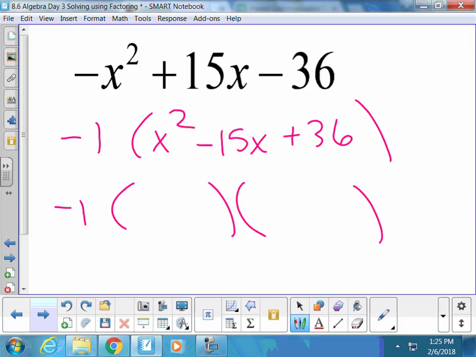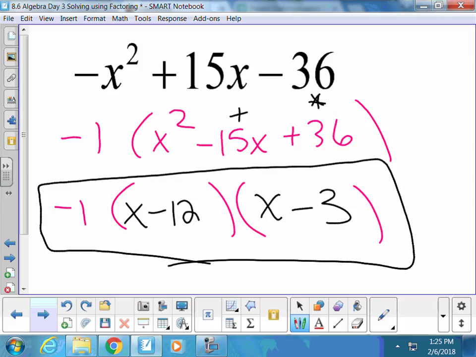Let's do our old-fashioned method. What numbers multiply to a positive 36 that add up to a negative 15? I guess I'll run down the choices. 36 and 1, 18 and 2, 12 and 3, 9 and 4, 6 and 6, 12 and 3, yeah. And they're both negative, so it's one of those tricky negative situations. There you go.